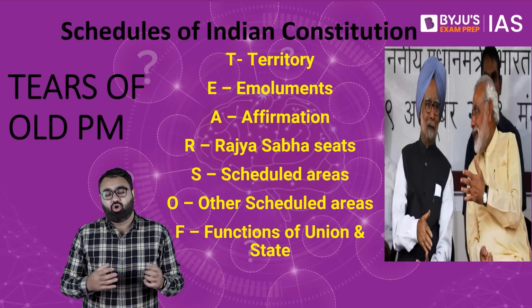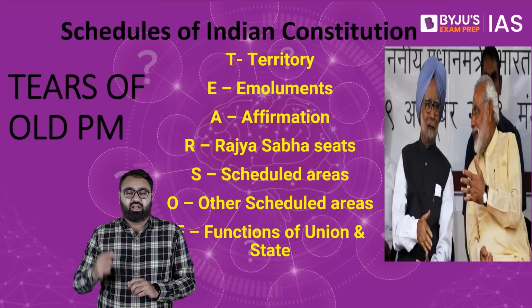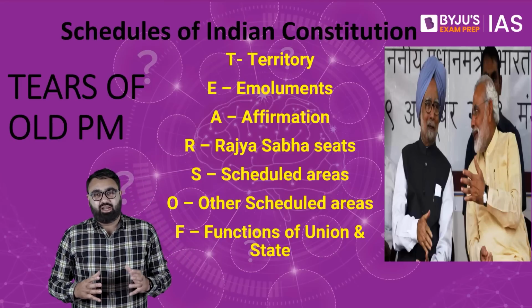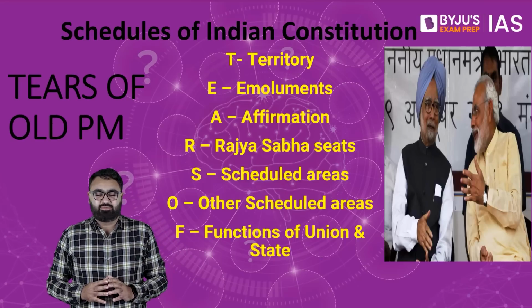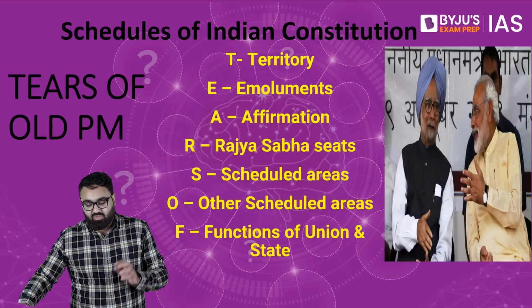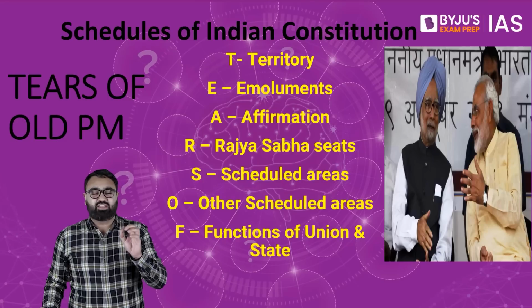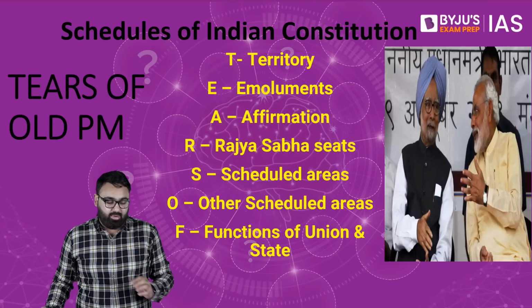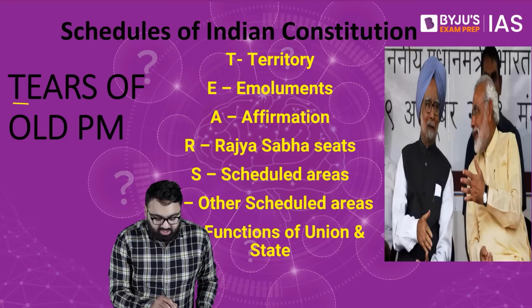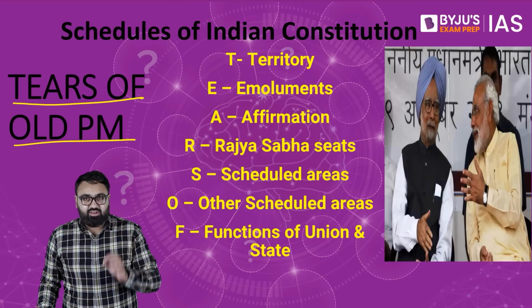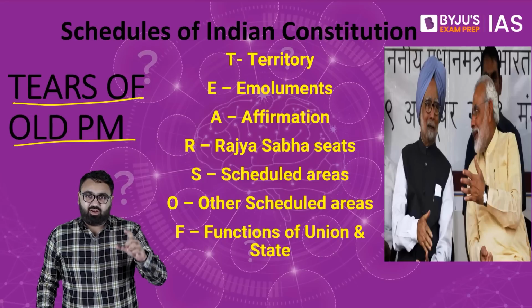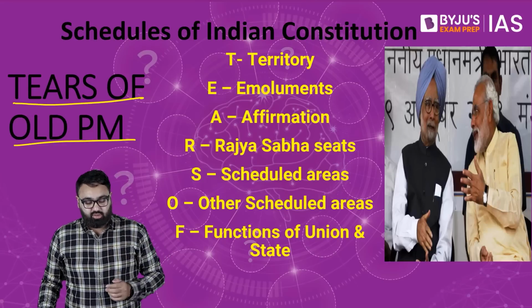This is a trick to remember the schedules in the Indian Constitution, the 12 schedules that we have. We had 8 originally in the Constitution when it first began, and then we added 4 more. So as of today, we have 12 schedules in the Indian Constitution which can be remembered by using this particular phrase, tiers of old PM, where every single letter stands for one of the schedules in the correct order.